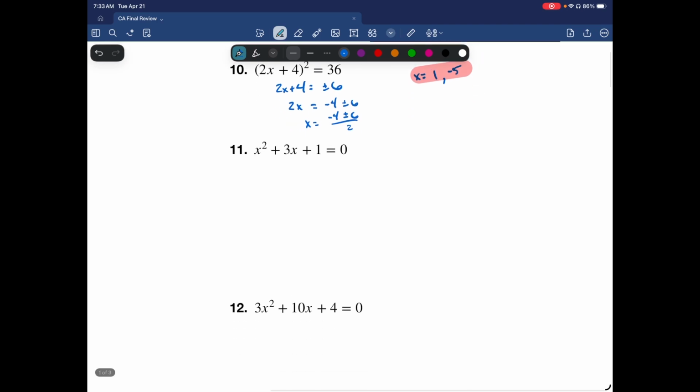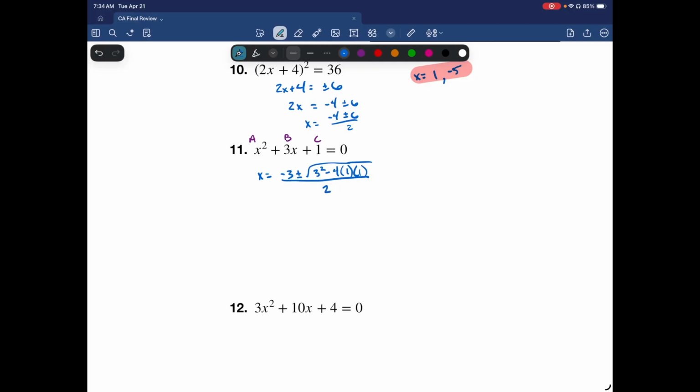Okay. Now, on number 11, the only way you can factor this is with the quadratic formula. All right, so the leading coefficient of x squared is a, the leading coefficient of x is b, and then the constant term is c. Okay, so here we go. X equals opposite b, so negative 3 plus or minus square root b squared minus 4ac, A is 1, c is 1, all over 2a. A is 1, so it's just going to be 2.